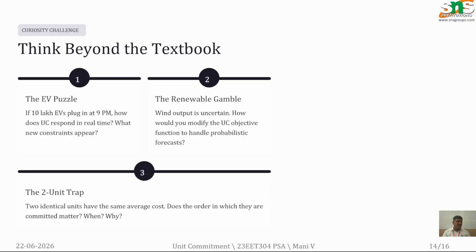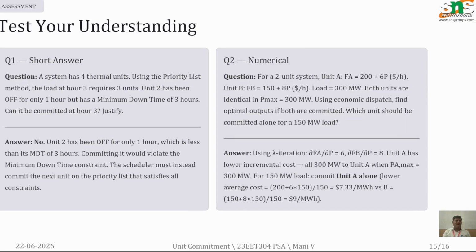If 10 lakh EVs plug in at 9 p.m., how does unit commitment respond in real time, and what new constraints appear? If you know the answer, put it in the comment section. Another question: a system has 4 thermal units, and with the priority list method the load requires 3 units. Unit 2 has been off for only 1 hour, but the minimum downtime is 3 hours. Can it be committed? Justify your answer.